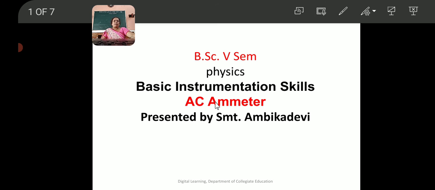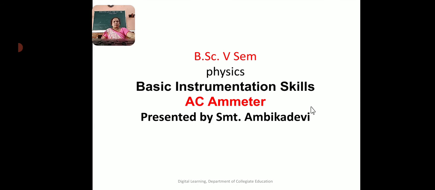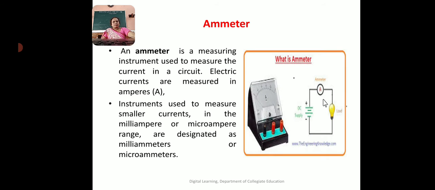So let us now begin with the session related to AC ammeter. In the first slide, we will discuss the ammeter. An ammeter is a measuring instrument used to measure the current in the circuit. Electric current is measured in terms of ampere.